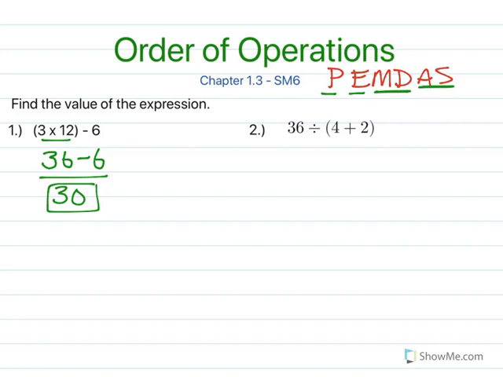This one is a little bit more important as far as using the parentheses. See, in number 1, the parentheses didn't really matter because multiplying comes before subtraction. So I would have had to multiply regardless. However, in number 2, division happens before addition, but because I have parentheses, I do the parentheses first. So I'm going to add 4 plus 2. I bring down the 36 divided by, and then 4 plus 2 is 6. Now I look at 36 divided by 6, and I get 6. This is my last operation, and that is all there is to this second problem.